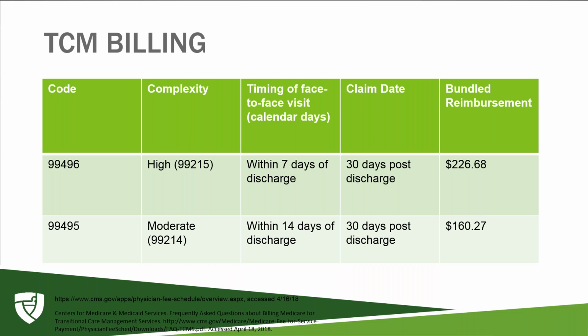For our moderate complexity patients, so that would be equivalent to an E&M code of 99214, we would bill a TCM code of 99495. Those patients need to be seen for that face-to-face visit within 14 days of discharge. Again, that bundled code is sent for reimbursement after 30 days without being readmitted to the hospital. And that bundled reimbursement is $160. If you compare that to the E&M level 4 or 99214 visit, that reimbursed at about $105. So again, you're making a decent amount more with that bundled TCM billing.